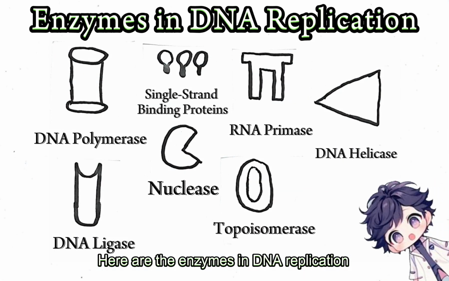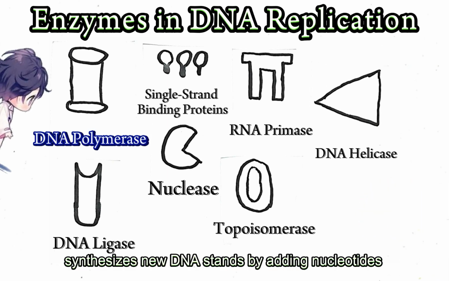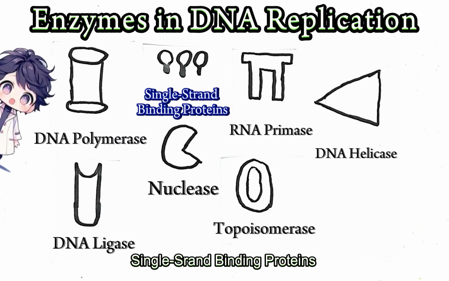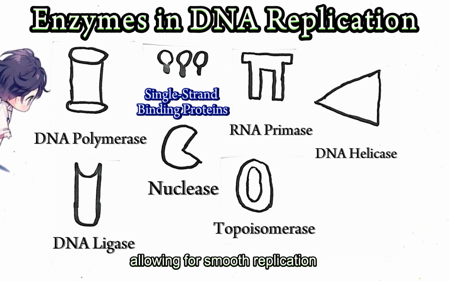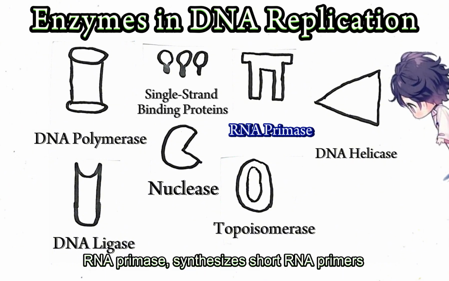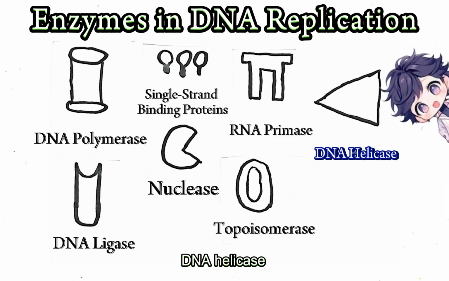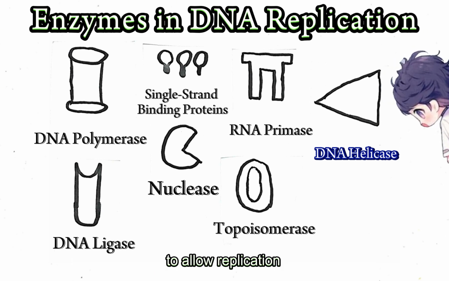Here are the enzymes in DNA replication. DNA polymerase synthesizes new DNA strands by adding nucleotides and performs proofreading to correct errors. Single-strand binding proteins stabilize the single-stranded DNA, allowing for smooth replication. RNA primase synthesizes short RNA primers to provide starting points for DNA polymerase. DNA helicase unwinds the DNA double helix into single strands to allow replication.